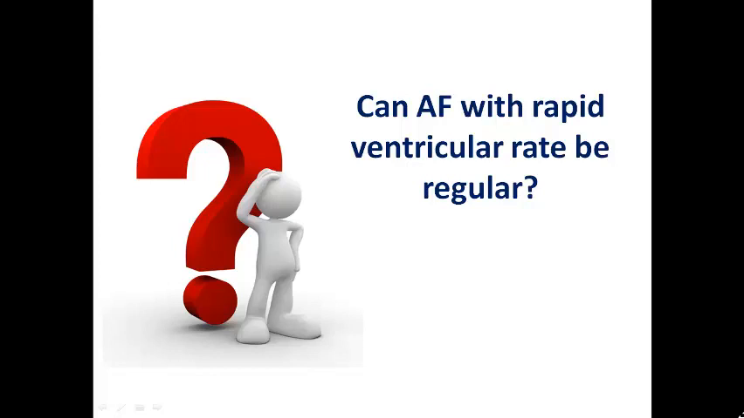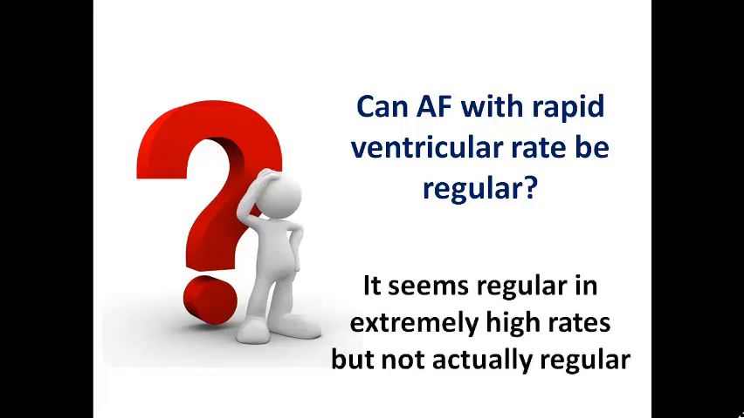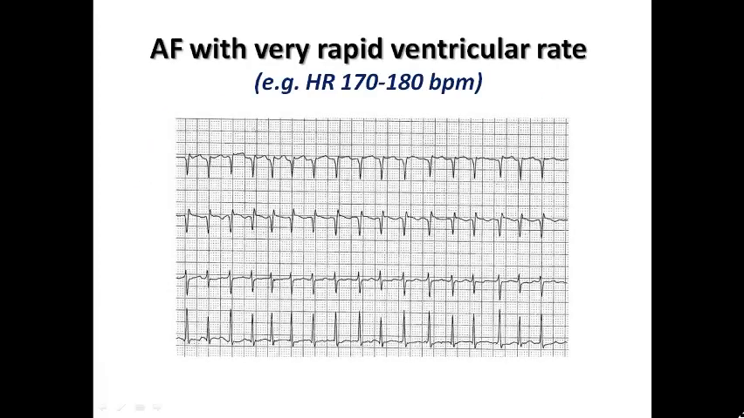The patient has a heart rate more than 110 beats per minute, and it seems regular despite being an AF. It may seem regular at extremely high rates, but it is not actually regular. So let's see this example here. This patient has AF with rapid ventricular rate with a heart rate of about 170 to 180 beats per minute, as the RR interval in most of the cycles is less than 2 large squares. It seems regular, but it is actually atrial fibrillation.